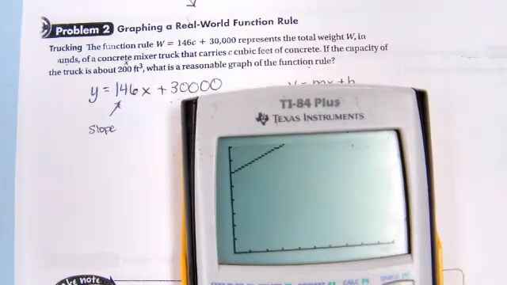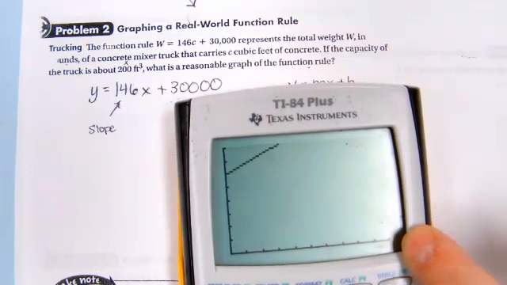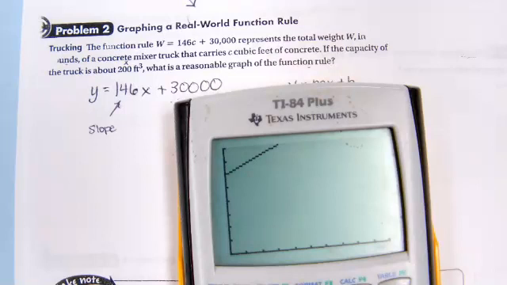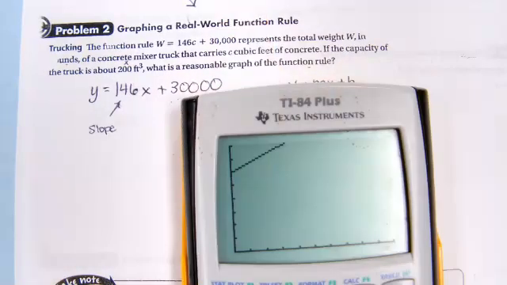Does that give you an accurate picture? Because we want to know way out here what it's going to be at 200, right? So what scale needs to be bigger? The X does or the Y? I need to see more Y.